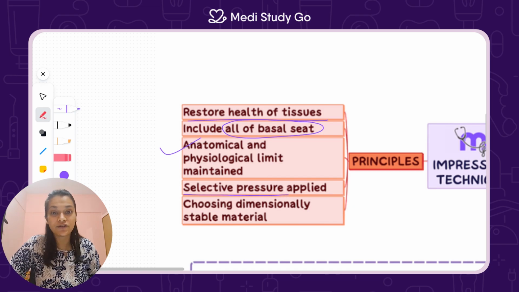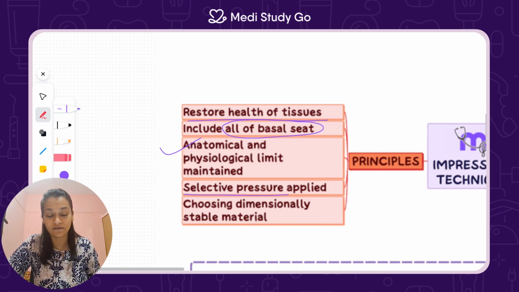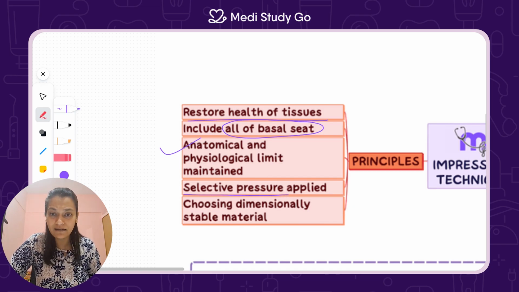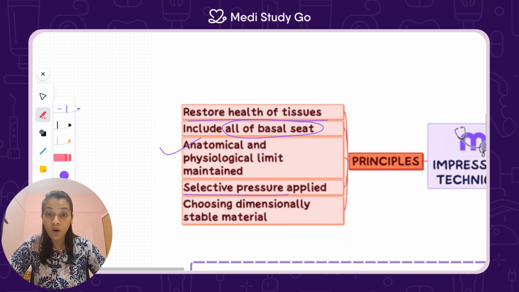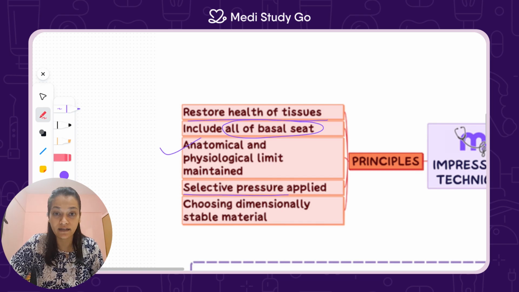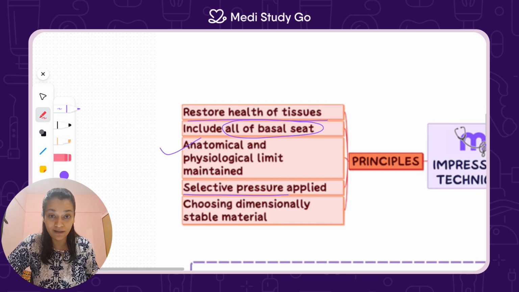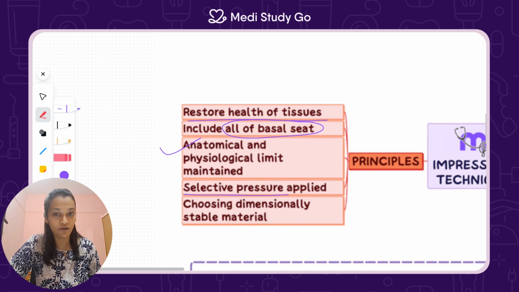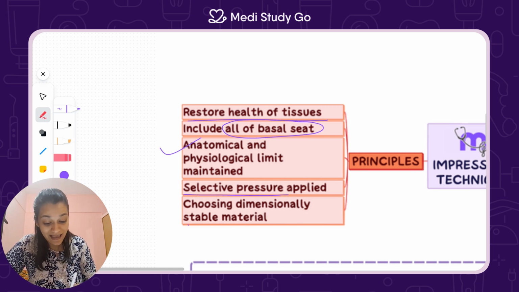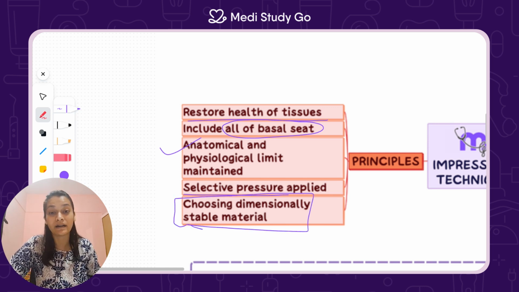Then the pressure that is applied should be selective. So when I say selective, what do I mean? We discussed in our theories. Yes, it should be selected according to the area, according to the underlying structures. If the structure can bear the forces, provide pressure onto that area. But if the structure has something that needs to be preserved, the neurovascular bundle, relieve that of any type of pressure. And you need to choose a material that is dimensionally stable.